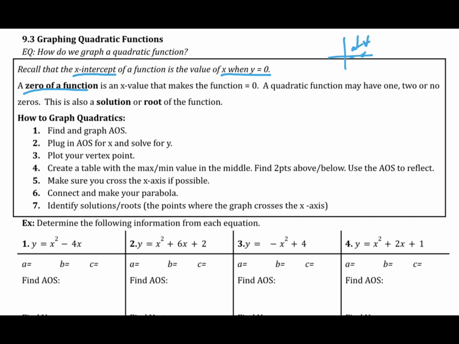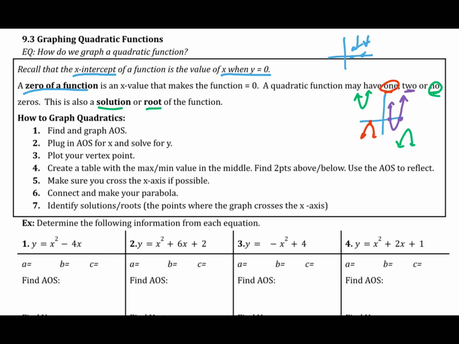A quadratic, if you think about it visually, if I draw axes here, could cross the x-axis twice and have two solutions. It could have the vertex actually be on the x-axis and have one solution. Or it's possible that the parabola is completely above or completely below the x-axis and have no real solutions at all. So these are, again, x-intercepts, zeros, solutions, roots, all words that can be thought of almost interchangeably. Where is the function crossing the x-axis?